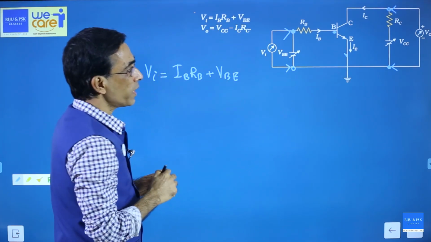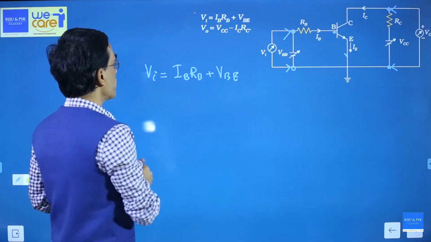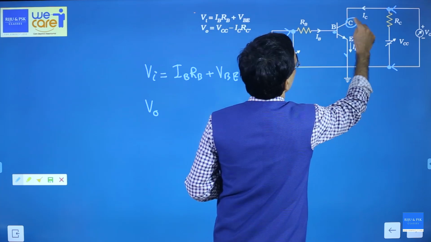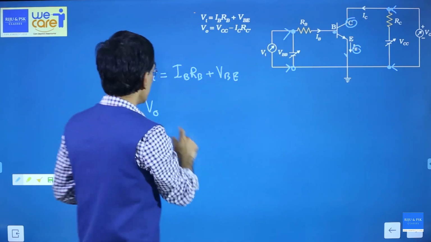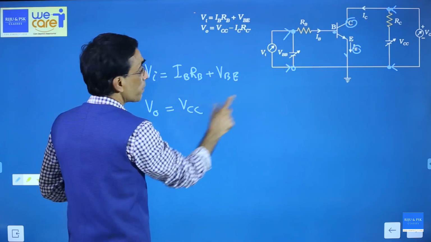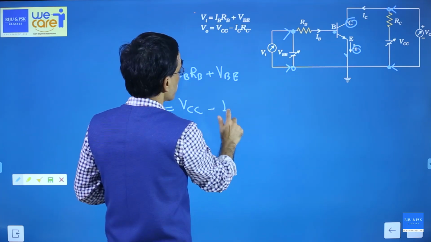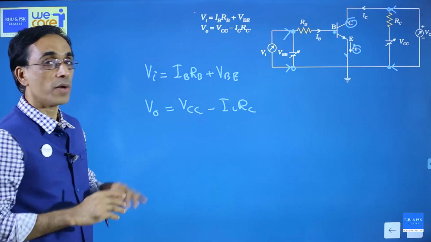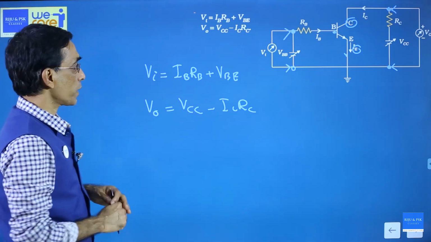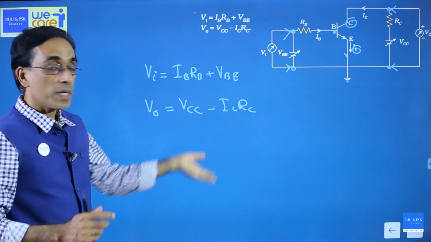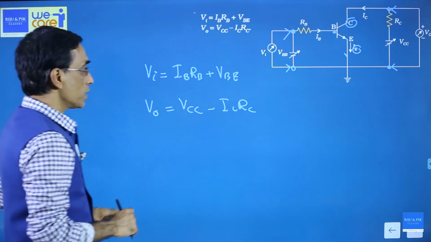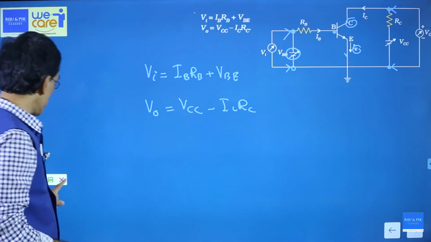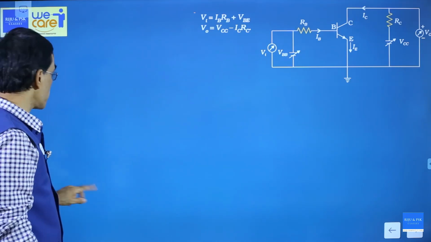Similarly, if you apply Kirchhoff's voltage law for the output circuit, we will get the output. Output actually is the voltage across collector and emitter, VCE, and that is given by VCC, which is the battery voltage there, minus the drop in the collector resistance. So these are the input and output equations. You have to be thorough about this. Whether it is NPN or PNP, this equation will not change. For NPN and PNP, only the battery polarity will change. The equations will remain the same because the current direction changes.